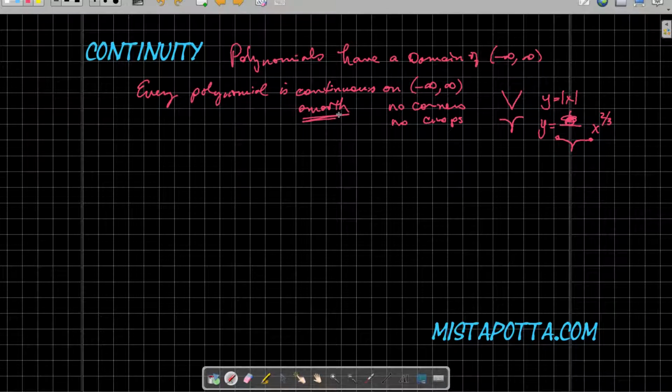They have corners. They have sharp edges on them. All polynomials, anything that's in a polynomial form, one of the power functions that we talked about in our previous video, those are always going to be smooth.